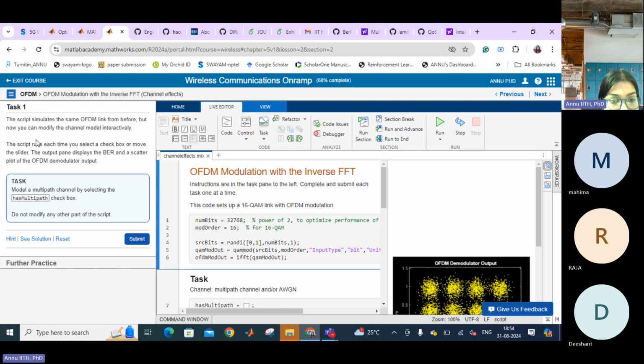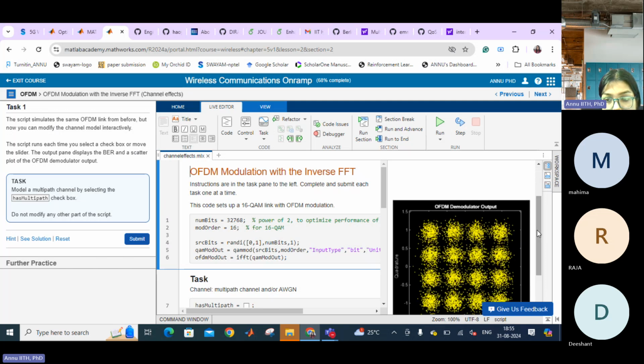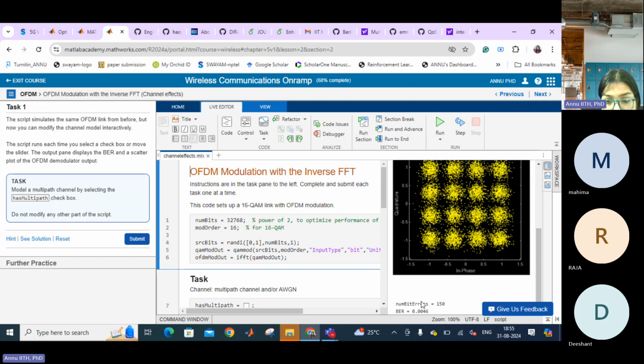So the script simulates the same OFDM link as before, but now you have to modify the channel model interactively. The script runs each time you select the checkbox and move the slider. The output panel displays the PER and the scatter plot of the OFDM modulator, as we know from the previous one. That is the same. So model a multipath channel by selecting the has multipath checkbox.